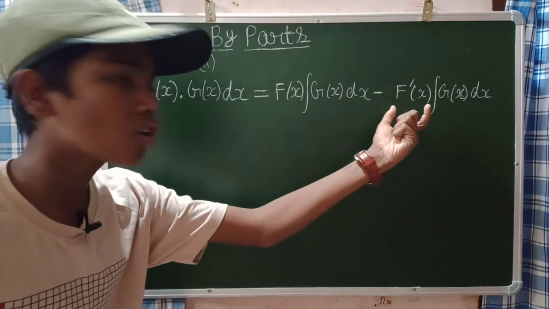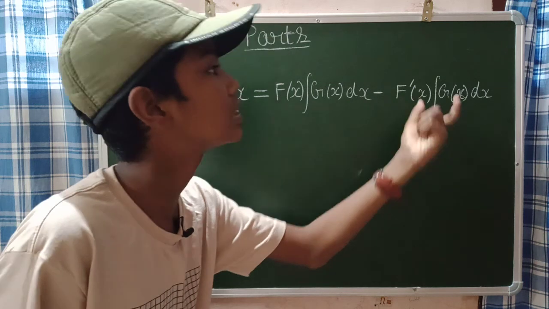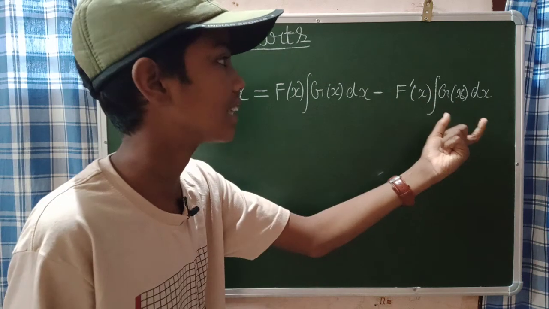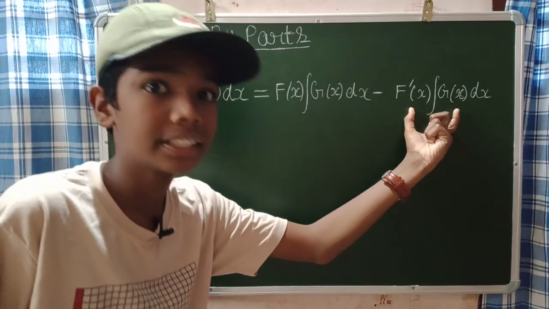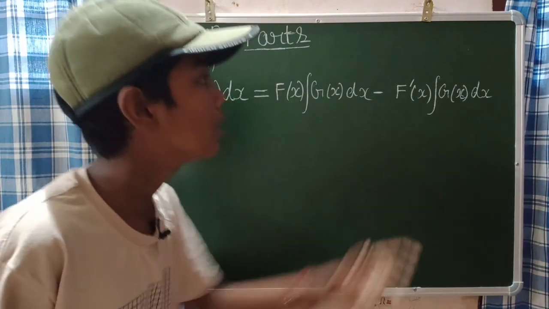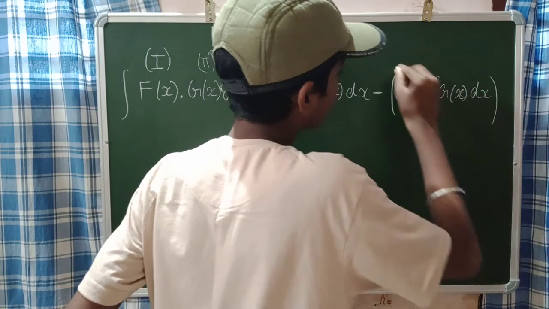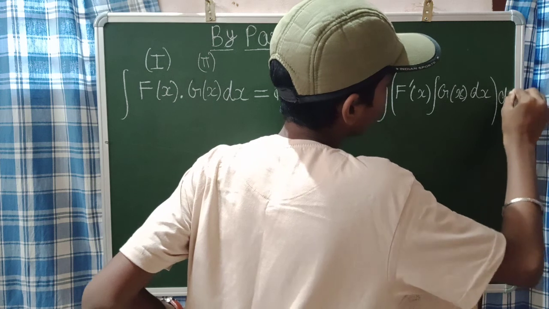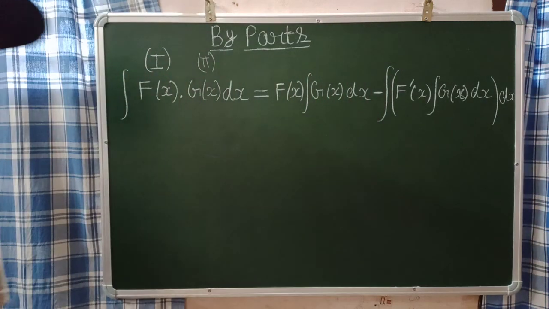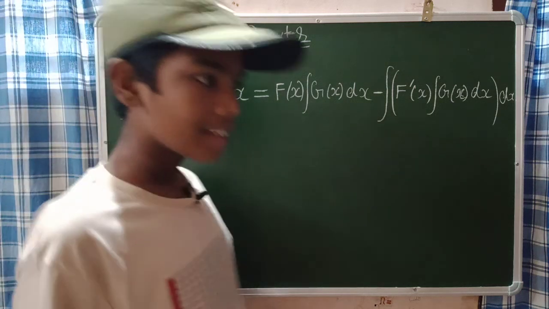So the derivative of the first function, f dash of x, into the integral of the second function, the integral of g of x dx, then I will integrate this whole expression just by putting the integral symbol here. When I put the integral symbol, I will put a dx on the whole. And this is what the by parts rule says.